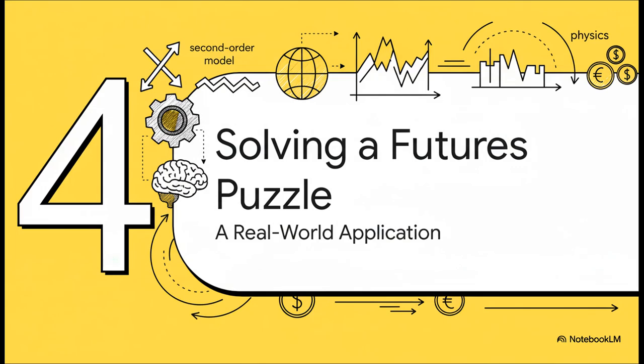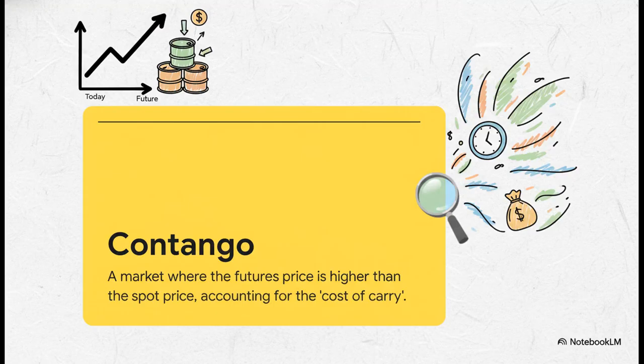Okay, now for the grand finale. Let's take this powerful second-order model and use it to solve a real-world puzzle that has frankly baffled economists using simpler models for years, the futures market. First, we got to get a couple of terms straight. A futures market is in contango when the price for getting something delivered in the future is higher than the price for getting it right now.